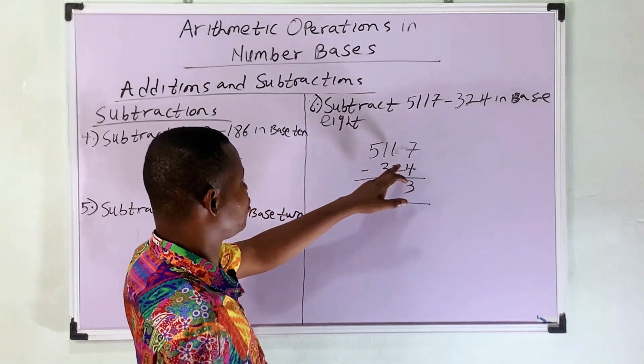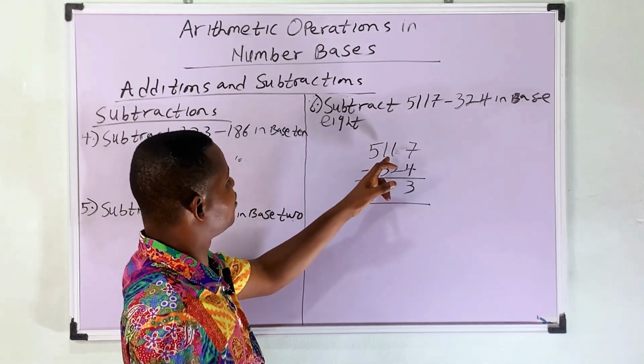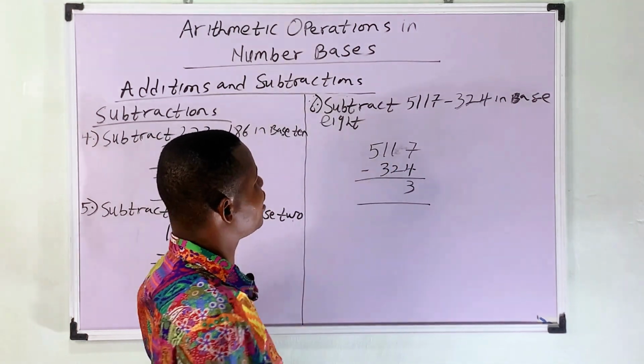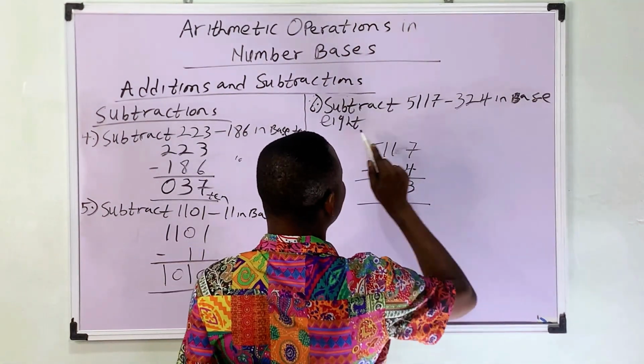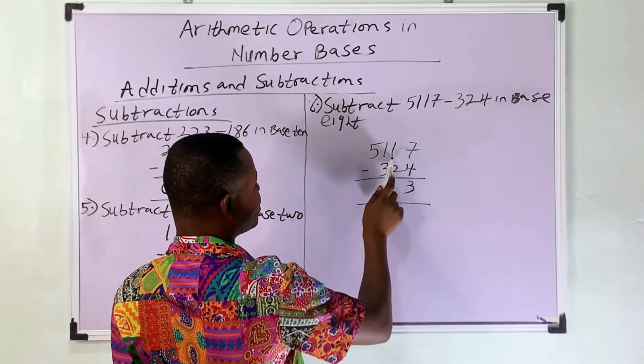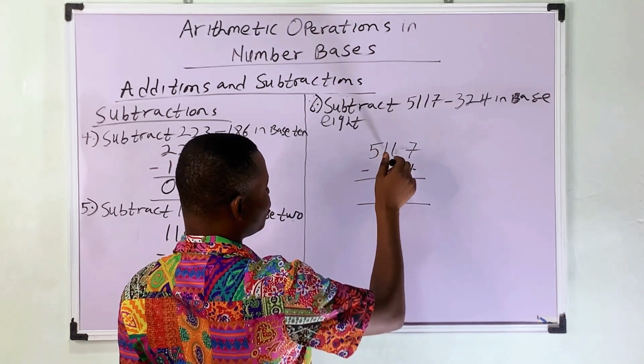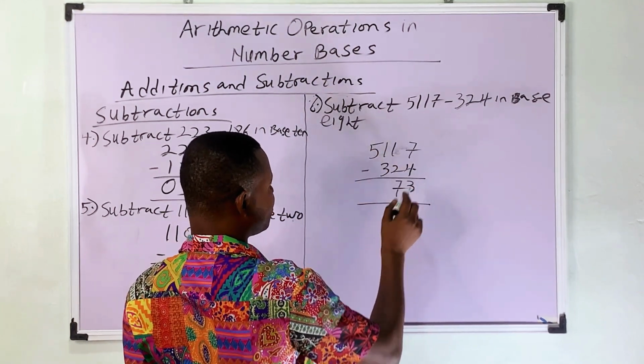1 minus 2, we have to borrow 1 from the next digit. Now when we borrow 1 here, we turn it to 8, which is the base, and we add it here. That will now give us 9. 9 minus 2 will give us 7.